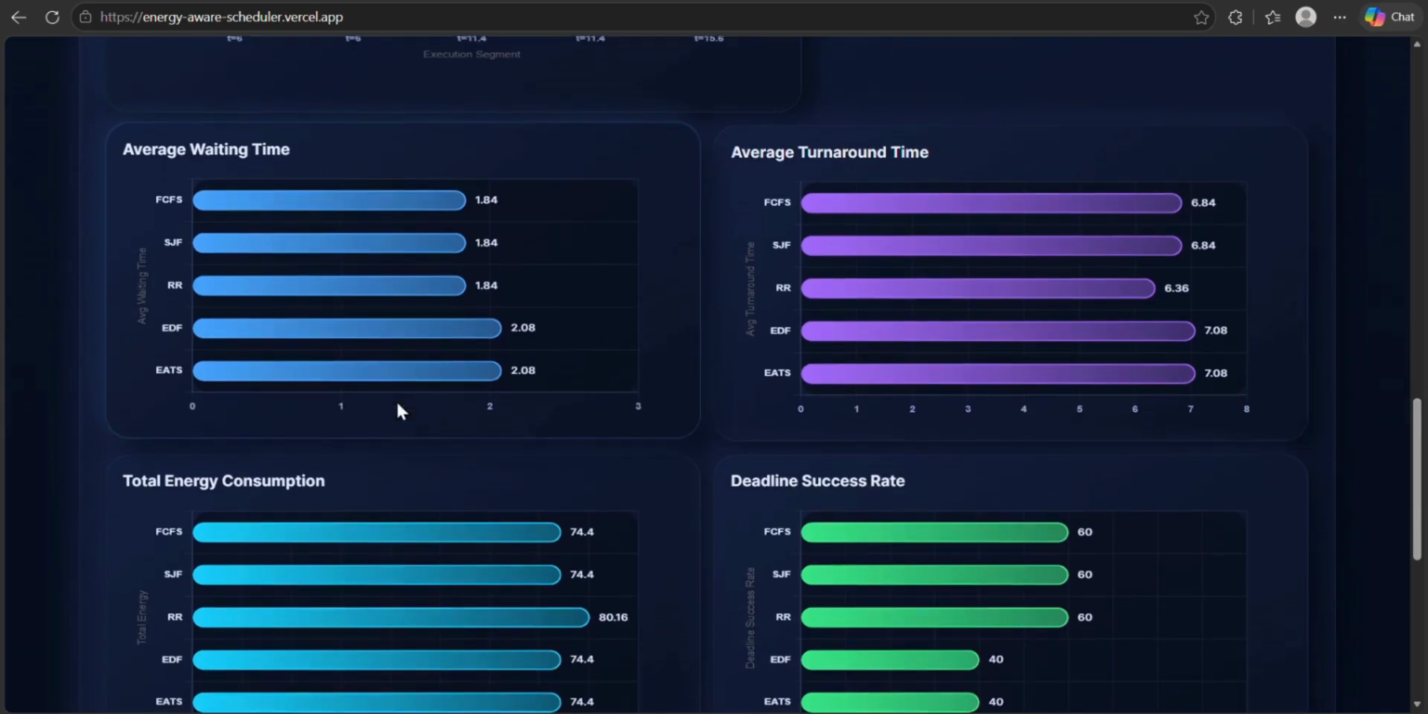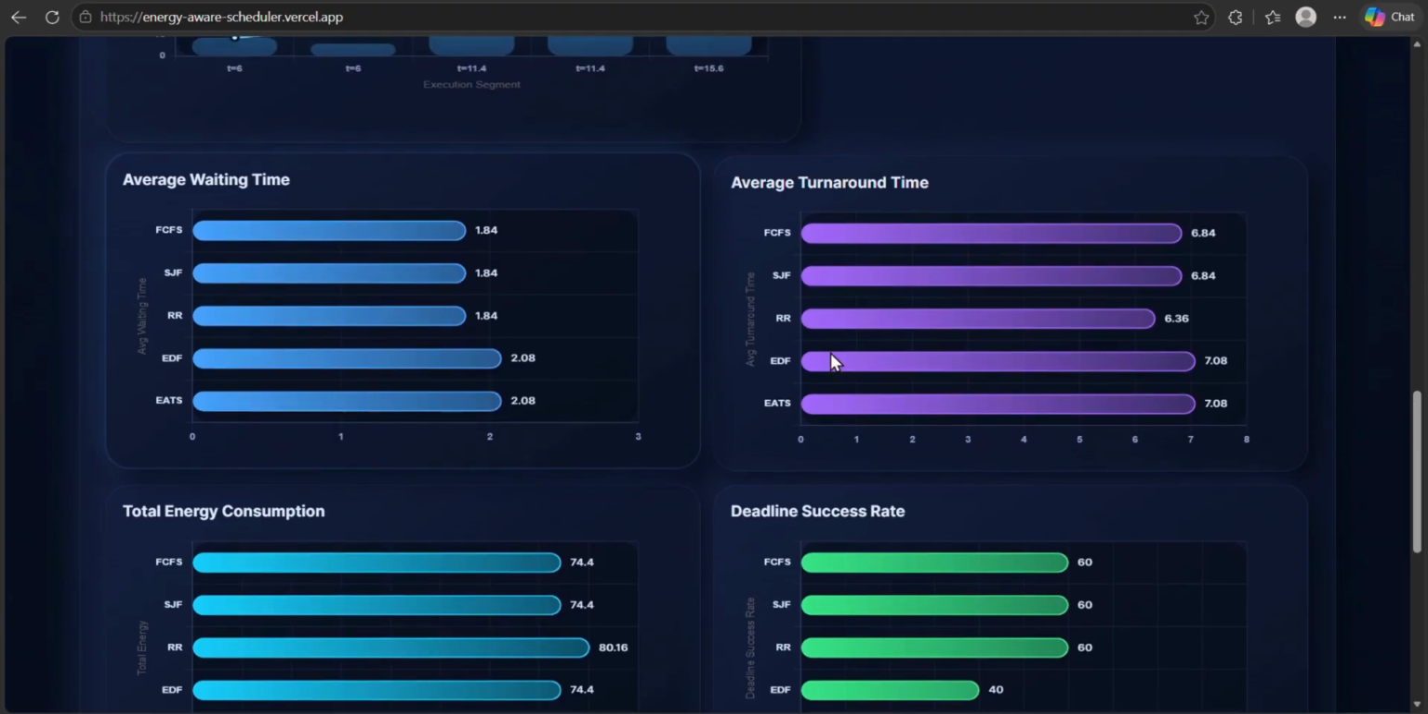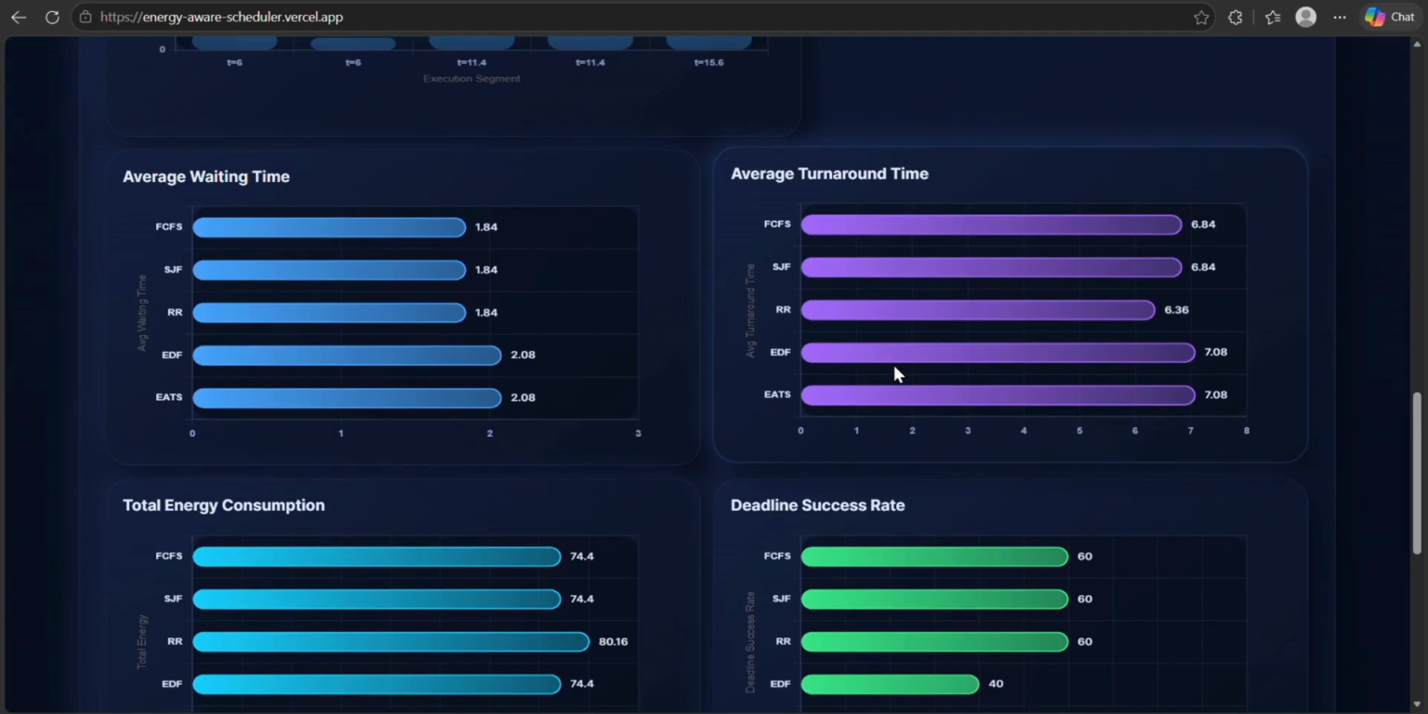So next, moving to the average waiting time graph, we compare average waiting time across algorithms, FCFS, SJF, round robin, and the different algorithms we have in this project. FCFS, SJF, round robin show lower waiting times, and EDF and EATS are slightly higher because they prioritize deadlines or energy over immediate execution.